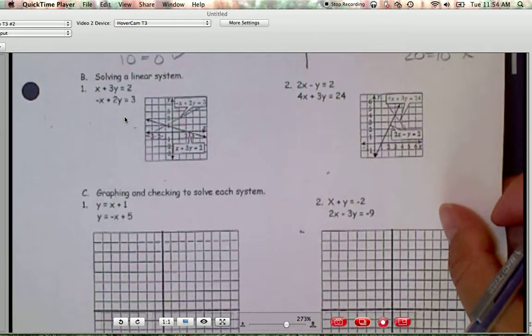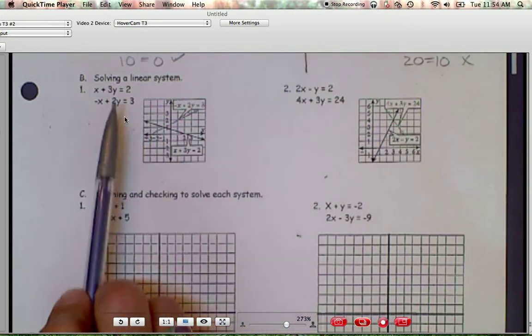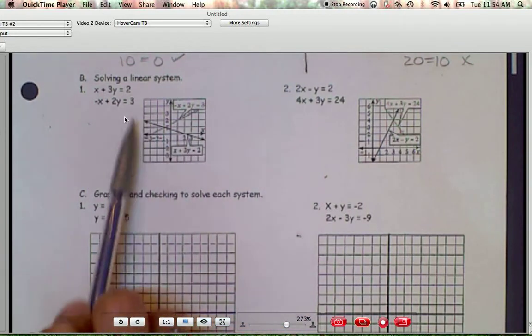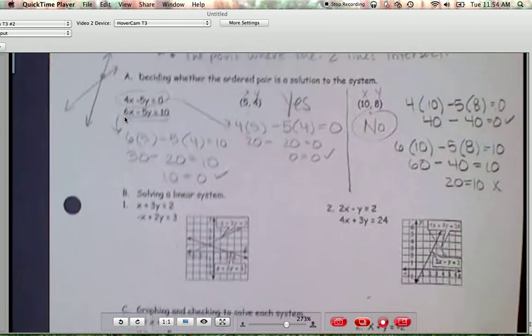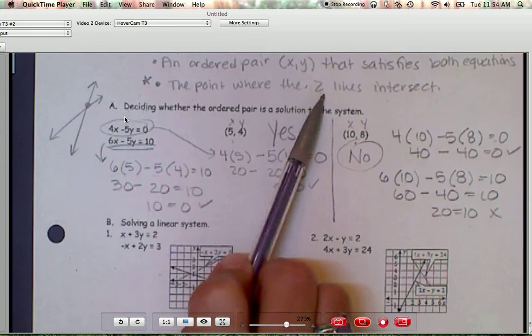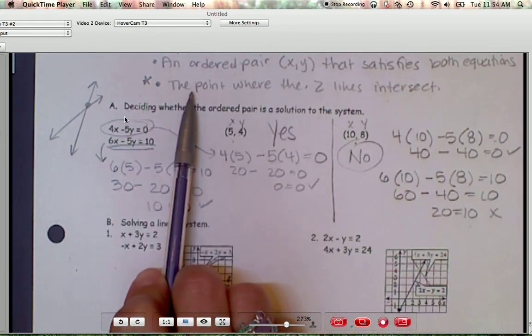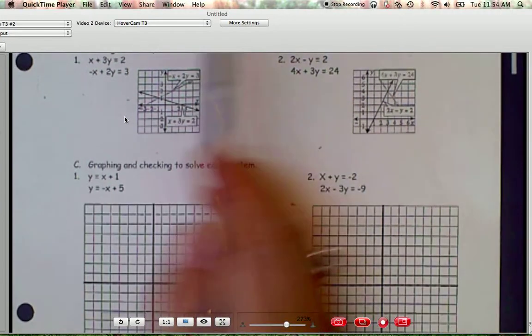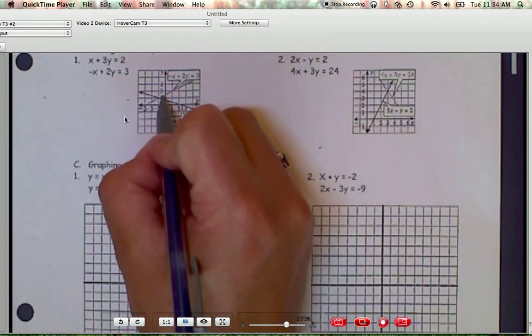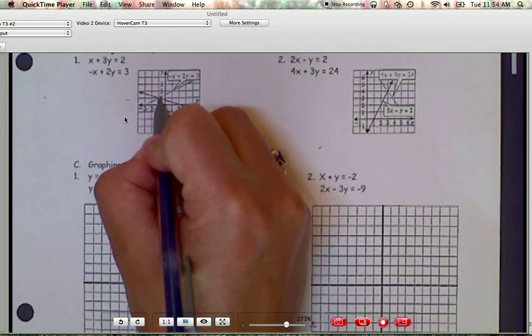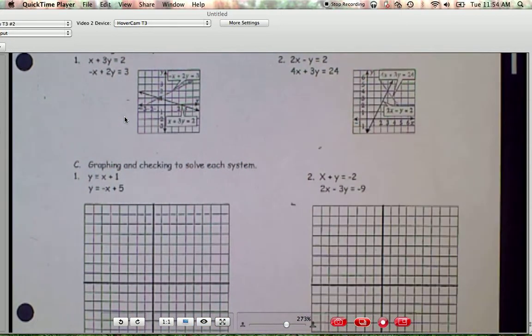Solving a linear system. Now, these two equations are already graphed on this grid, and we just want to find the solution. So remember, the solution is simply the point where the two lines intersect. So you're just naming a point. So half the work is already done for you in number one. We just want to find the point where these two lines intersect, which is going to be right here. And you just need to name that point correctly.